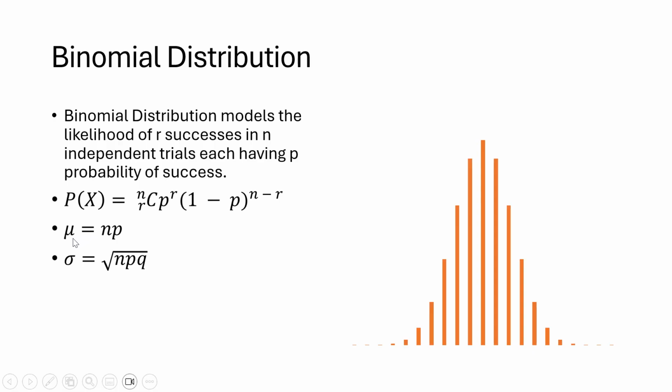The mean value is given by a plus b by 2 and the sigma is given by b minus a whole square divided by 12.